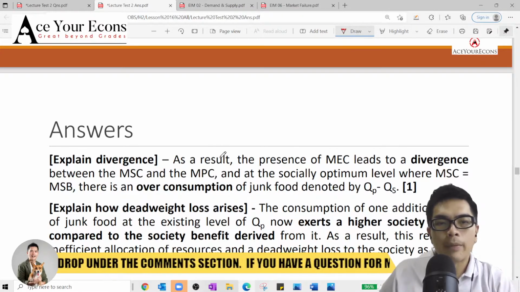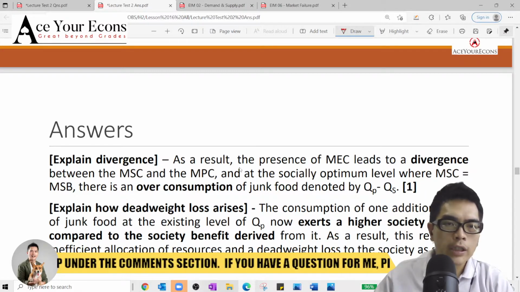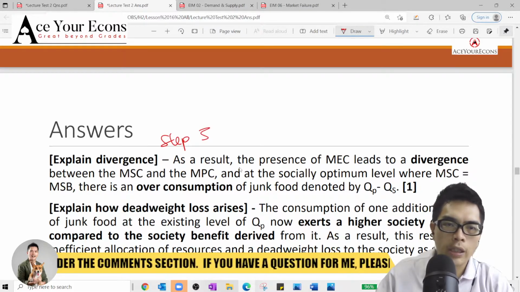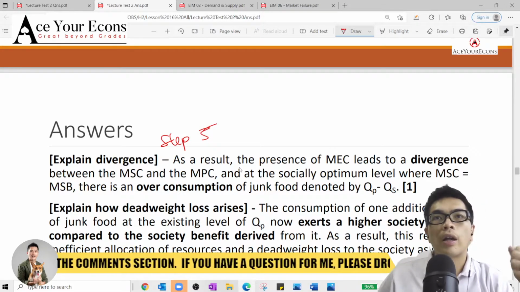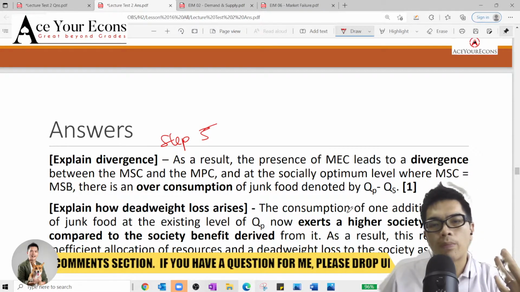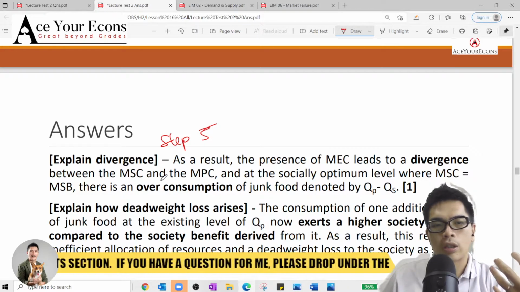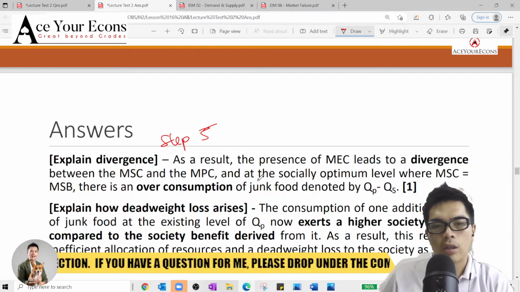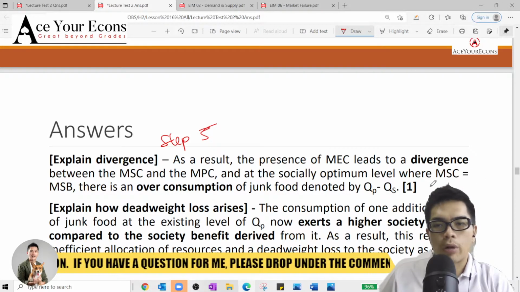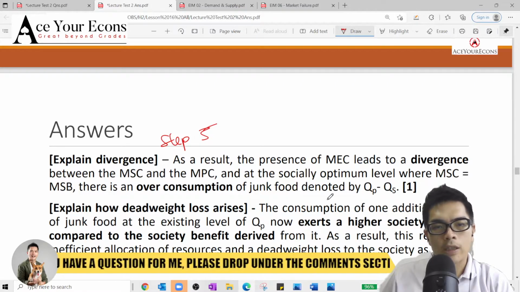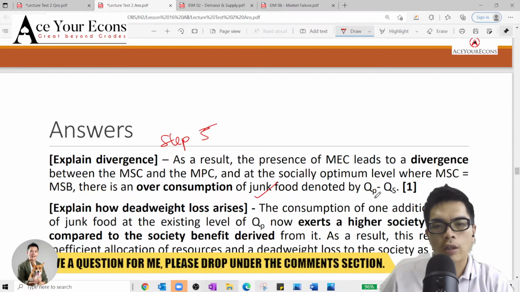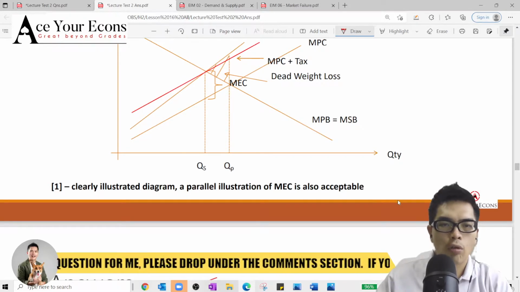Step number 5, you've got to illustrate the divergence. As a result of the presence of the MEC, this leads to a divergence between the social and the private costs. And when you reference the socially optimal level where MSC equals MSB, this will lead to an overconsumption. So you want to state this as an overconsumption.